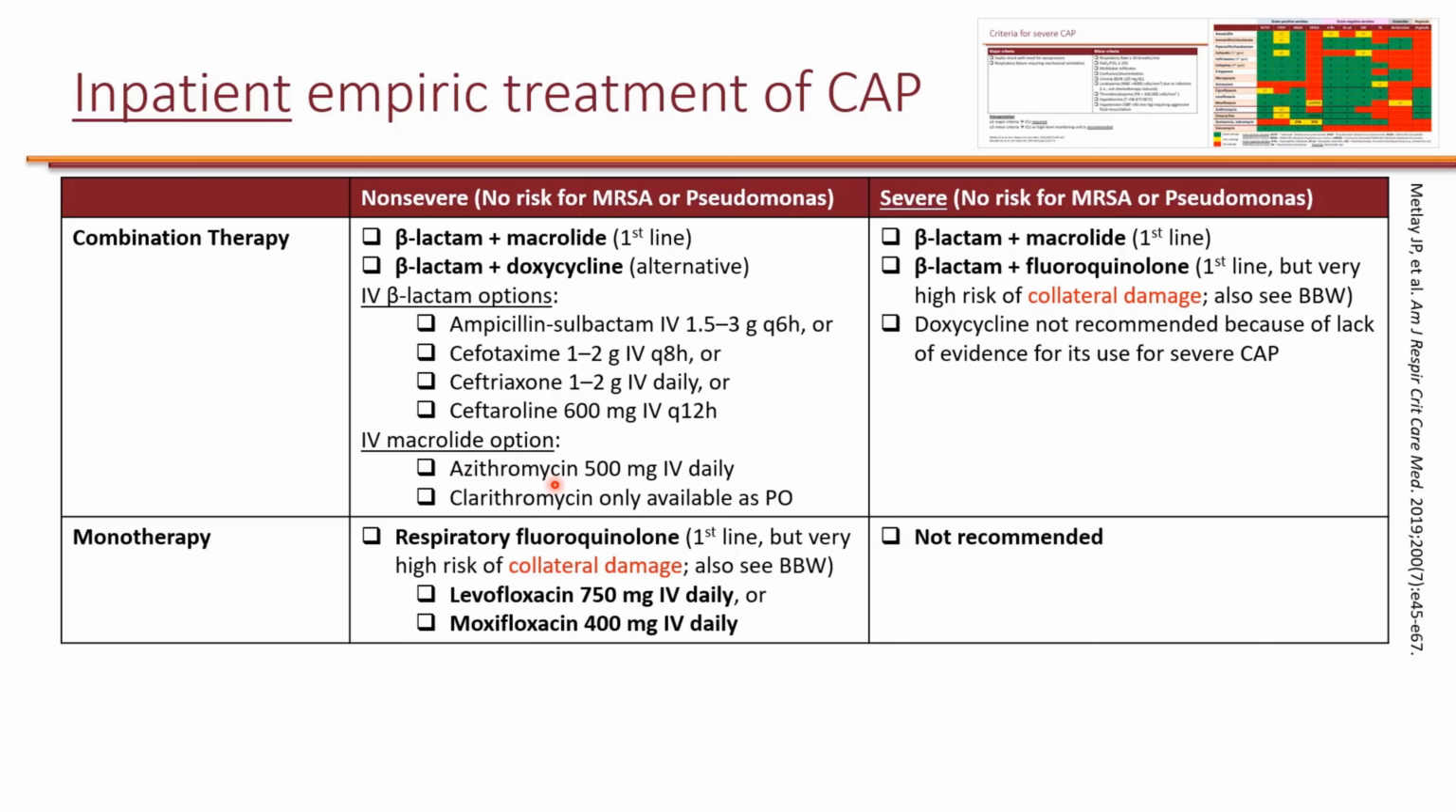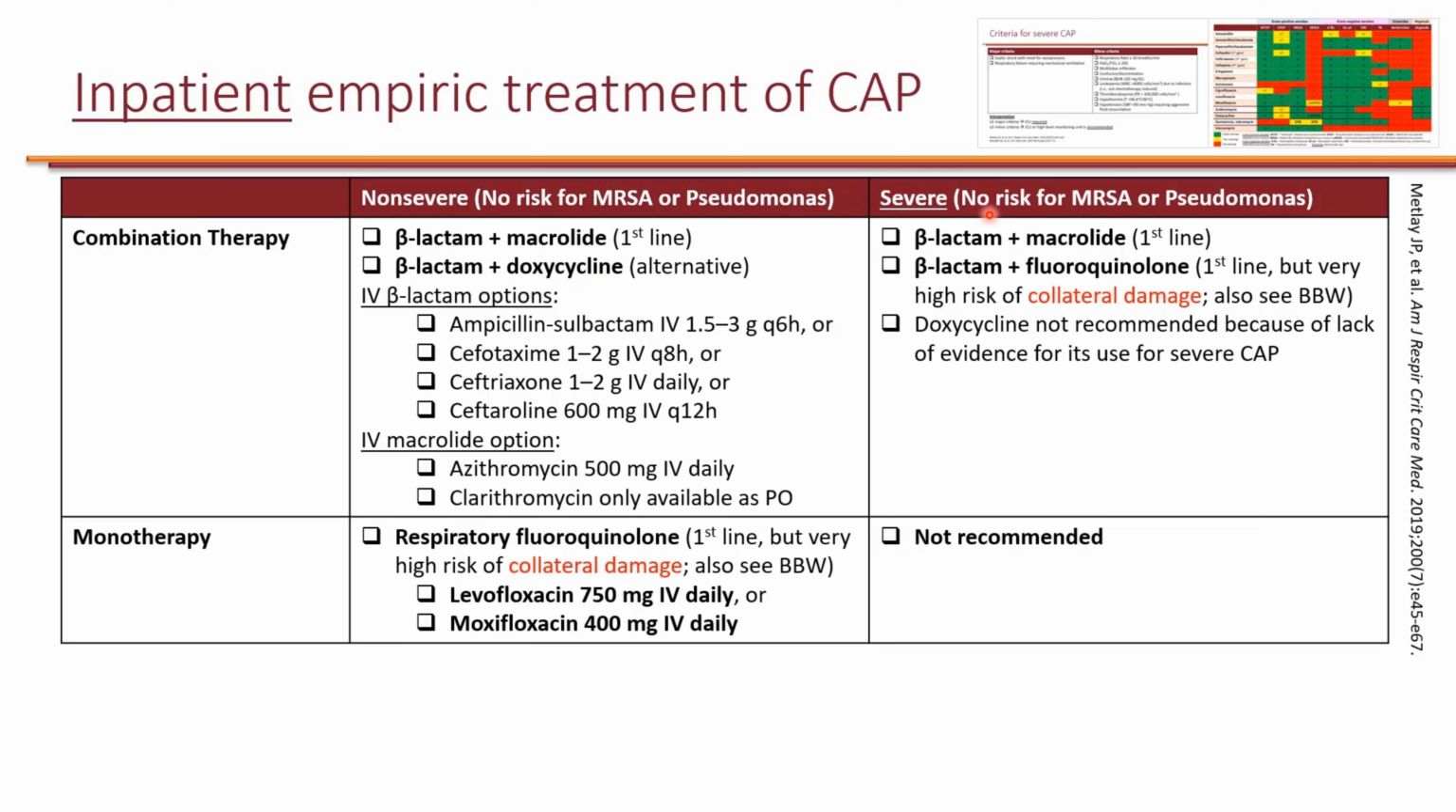And when it comes to macrolides, we have azithromycin, the only macrolide available as IV. Clarithromycin is only available as PO. Now, alternatively, we can also have monotherapy with a fluoroquinolone. It has to be a respiratory fluoroquinolone, either levofloxacin or moxifloxacin. So this is also considered first line. But again, keep in mind that this is associated with collateral damage and adverse effects. I should also mention that the beta-lactam plus macrolide is first line, but beta-lactam plus doxycycline is considered an alternative because there is less evidence with doxycycline.